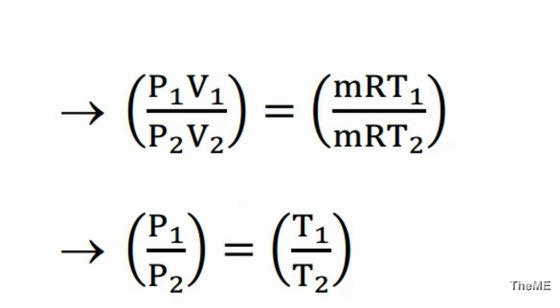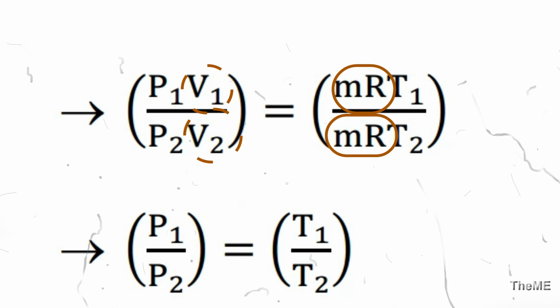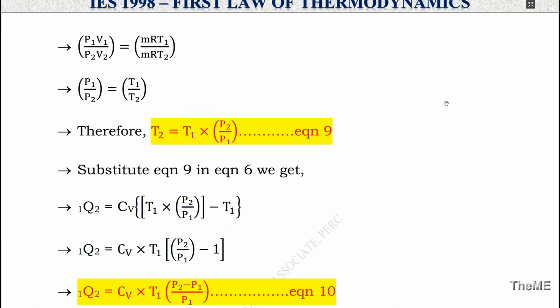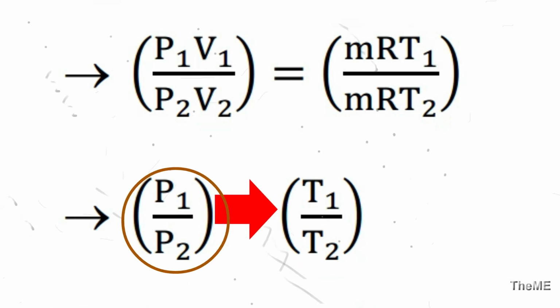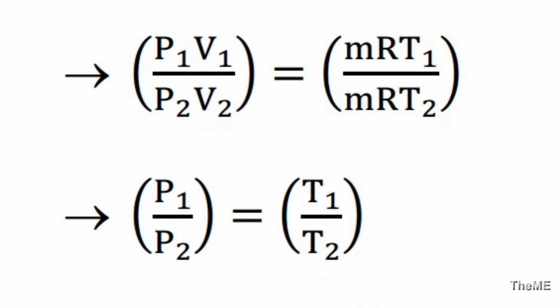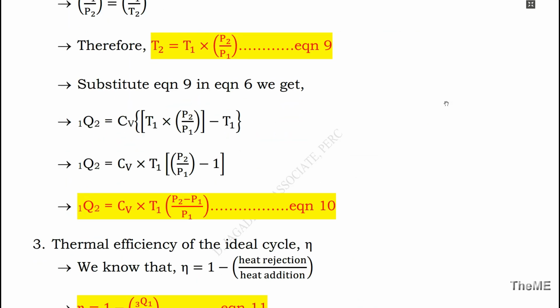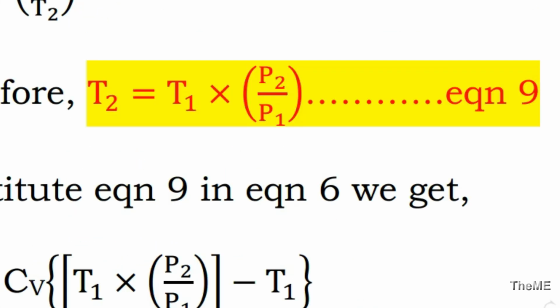T2. Since this is a constant volume process, therefore V1 and V2 are same, and this is an ideal gas, therefore the mass and gas constant remain same for each process. Therefore in this equation V1 and V2, mR and mR get cancelled. So the next step will be P1 by P2 is equal to T1 by T2. Now bring this T2 to the LHS and P1 by P2 to the RHS. We get T2 is equal to T1 into P2 by P1, and consider this one as equation 9.